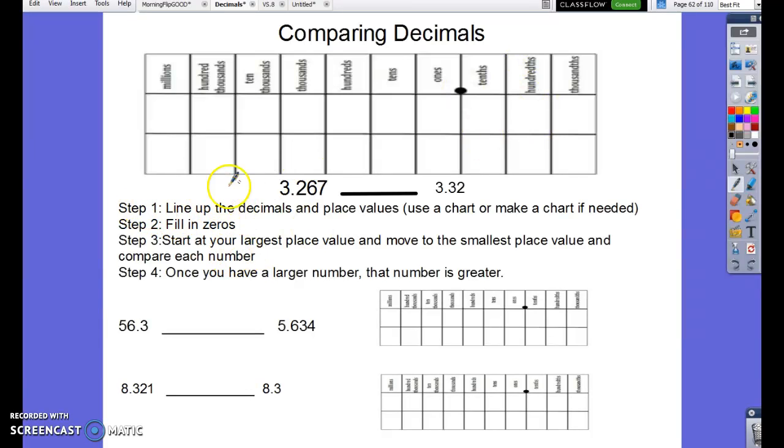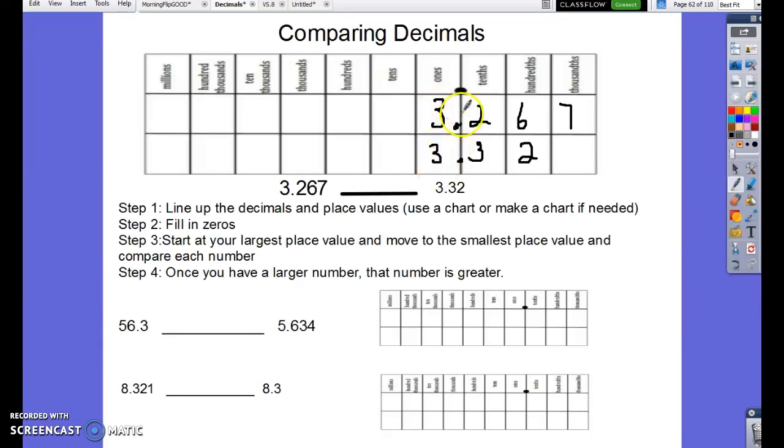So step 1 says we're going to line up the decimals. That's super important. So we want to make sure that we're lining up the decimals and lining up each place value. So we have a 1's, 3, and 267 thousandths. Okay. So now we're going to write our second one, 3 and 32 hundredths.